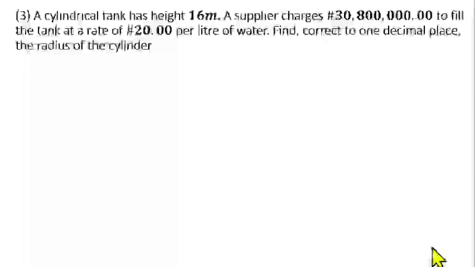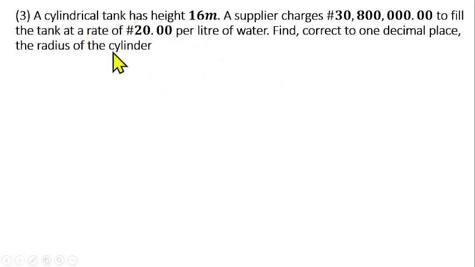Question number 3. You are told that a cylindrical tank has height 16 meters. A supplier charges 30,800,000 naira to fill the tank at a rate of 20 naira per liter of water. Find, correct to one decimal place, the radius of the cylinder. Of course, this question is from the mensuration of solid shapes.